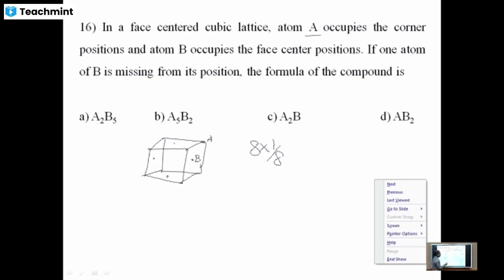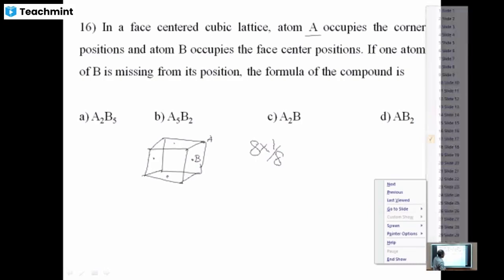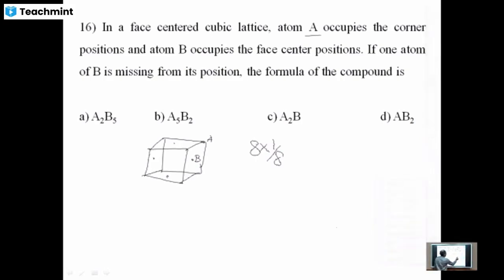So total number of A particles is 8 into 1 by 8. Whereas number of B particles is equal to 6 face centers, each having contribution of half. So total number of B particles is equal to 6 into half. Let us write the ratio. A is to B is equal to 8 into 1 by 8, 6 into half.